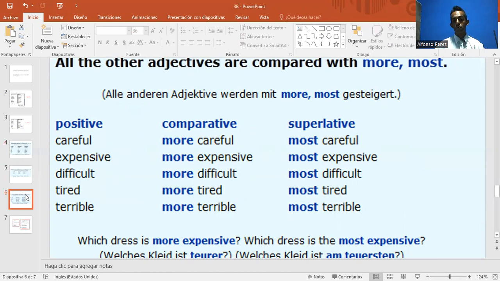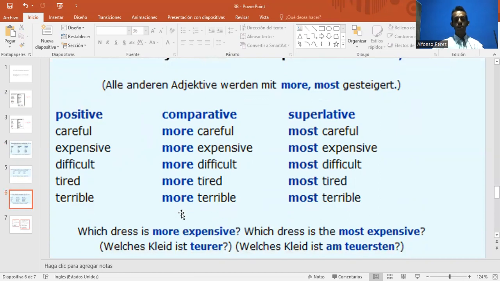You have the word more for comparative and most, which has a diphthong. Oh, look at my lips. Oh, most. So we say careful, positive, more careful, superlative, most careful. Expensive, more expensive, most expensive. Difficult, more difficult, most difficult. Tired, more tired, most tired. Terrible, more terrible, most terrible.